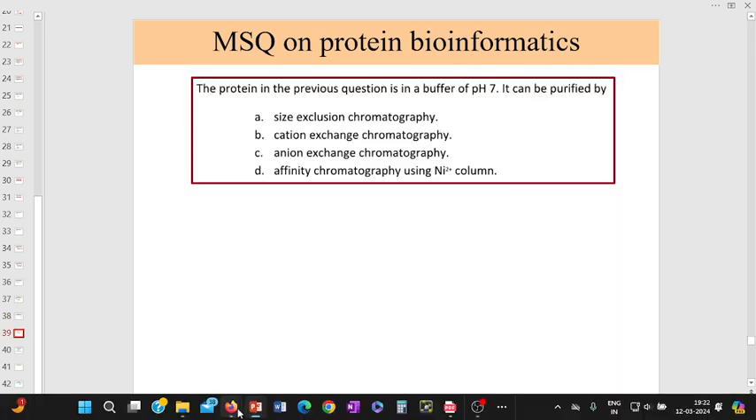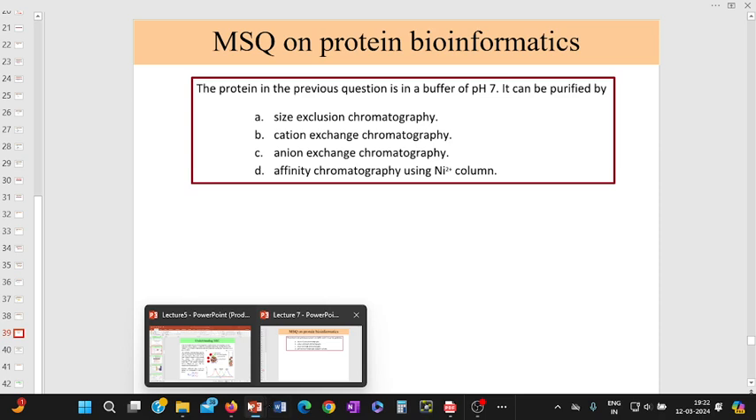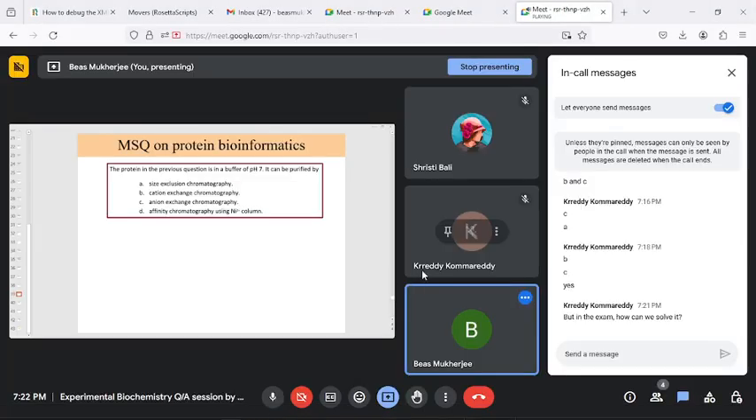Okay, so now try to solve this another question. But in the exam, how can we solve it? No, in the exam they will not ask you this question. This is just to tell you about the different bioinformatic tools.